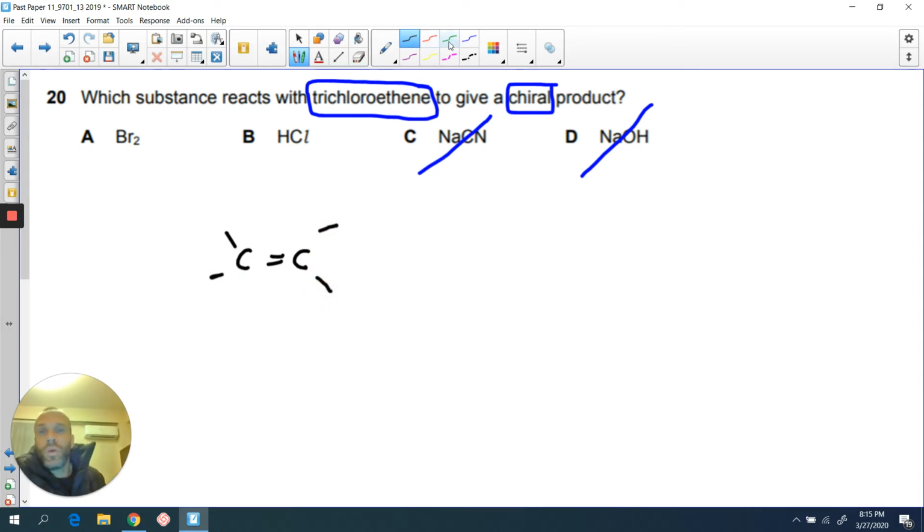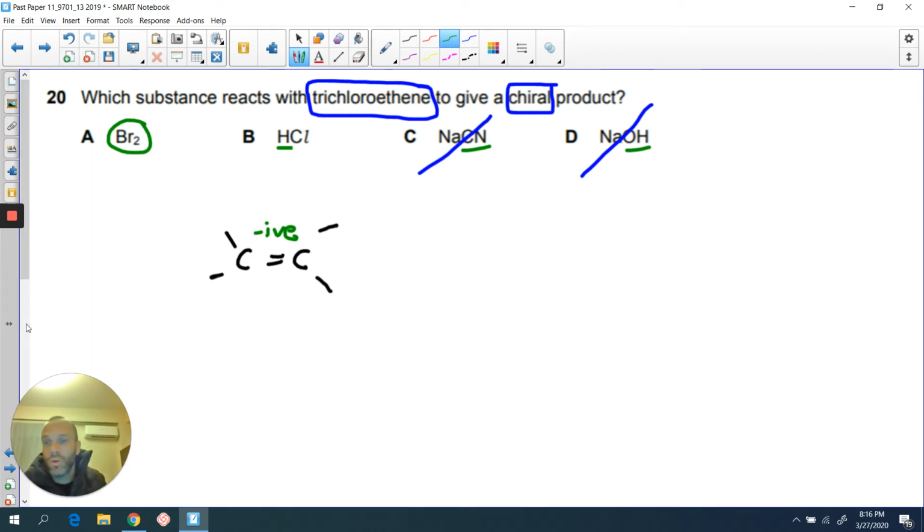Alkenes have our double bond there, which is a region of negativity. So in other words, what is going to attack this region in the reaction mechanism is the electrophiles. So these two here, the cyanide ion and the hydroxide ions, do not wish to attack this negative area. These are actually nucleophiles. They like regions of positivity. However, our bromine dipole leads to this being an electrophile, and our hydrogen in the hydrogen chloride is also an electrophile. So I've narrowed it down now to options A and B.